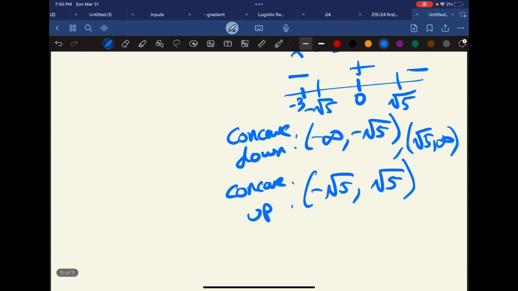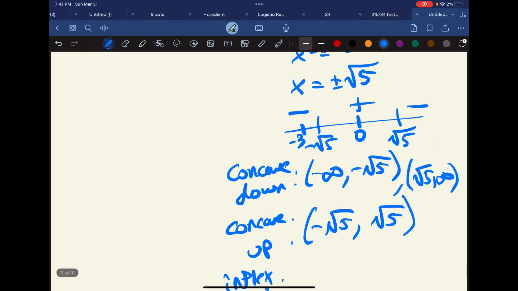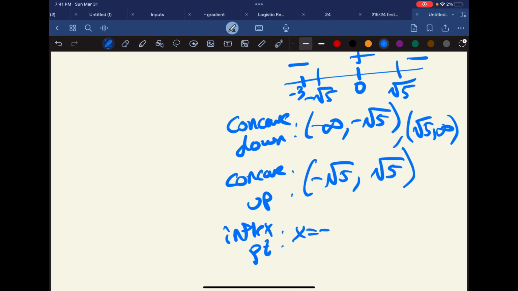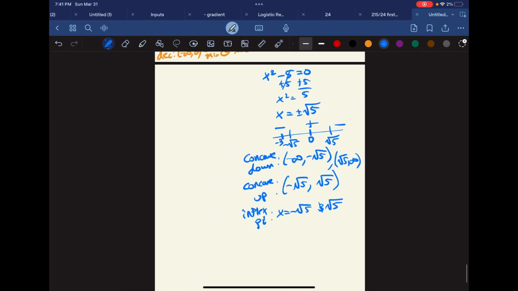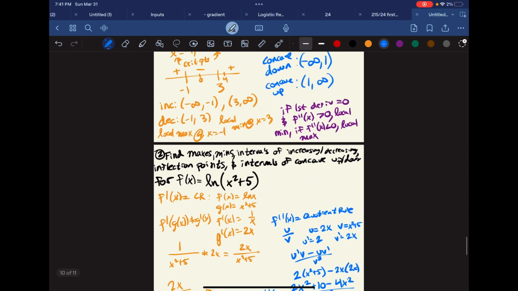And then we have inflection points where we go from either positive to negative or negative to positive. If you notice, we do it here at negative square root 5, and then we also do it again at positive square root 5. So x equals negative square root 5 and positive square root 5. There we go. We've got concave down, concave up, inflection points, increasing, decreasing, local max, and local min. So we are all finished here.